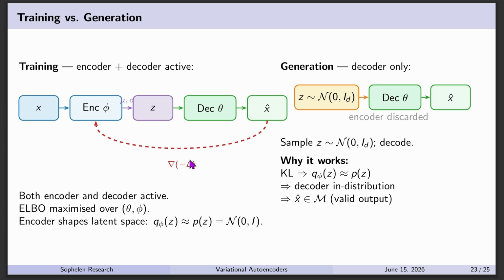Remember, we want to maximize the ELBO, right? But instead of maximizing the ELBO, we just minimize its negative, right? Because in machine learning, we always try to minimize instead of maximize. So once we have something that we want to maximize, we take a negative and then we minimize that.